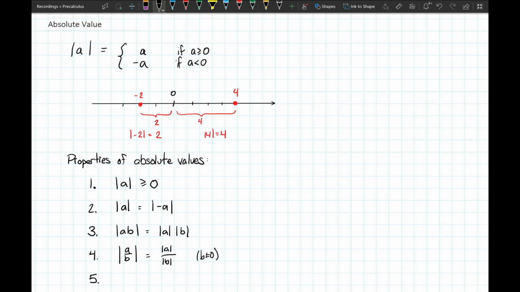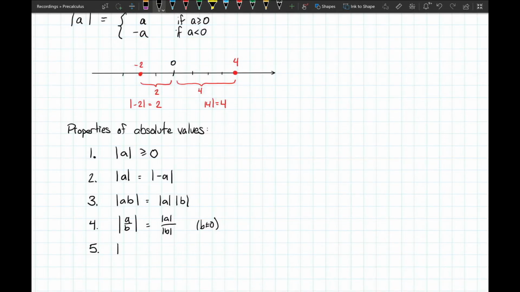Now the last property is a little bit less intuitive. You can try this out by using a few examples, and you'll see that it's true. But in order to prove it, will be a little bit more advanced than what we would like to cover in this course. It's an inequality. Rather than an equals sign, this is going to use a less than or equal to sign. The absolute value of a plus b is less than or equal to the absolute value of a plus the absolute value of b. All right, so it's not quite as easy with addition or subtraction.